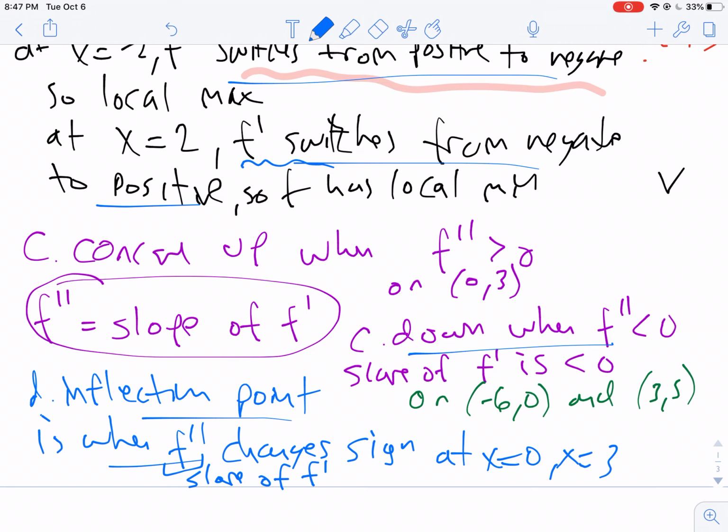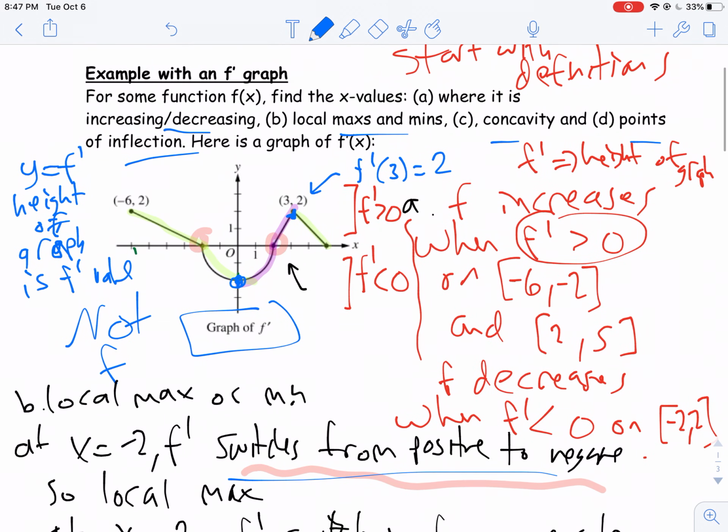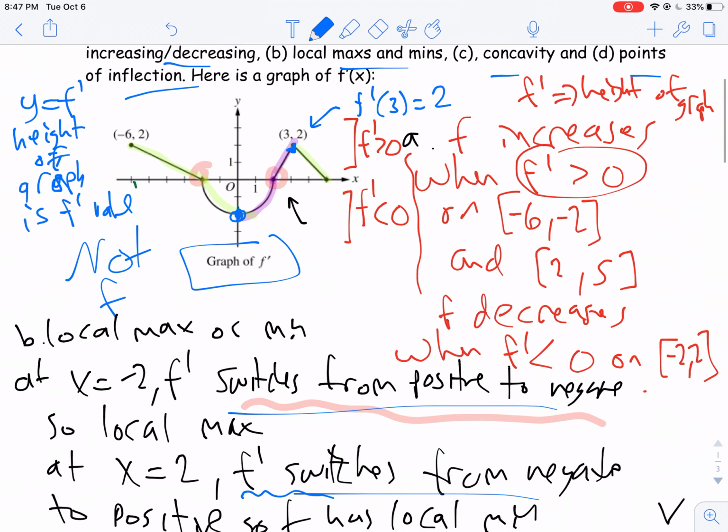Okay, so this is an important problem. You'll see these on the AP test for sure. It might even be a whole free response question. So make sure you feel good about interpreting these f prime graphs, and we're going to practice this a lot.